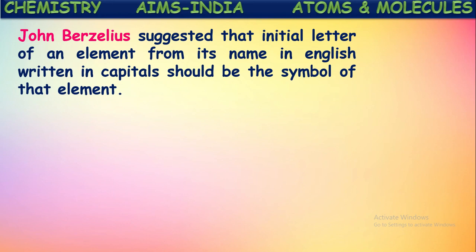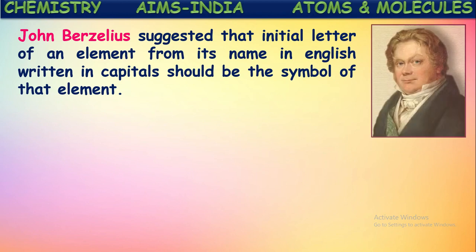In giving these symbols, different scientists suggested different methodologies. Out of them, the most familiar and convenient, which is being followed even now, is the Berzelius method. John Berzelius suggested that the initial letter of an element's name in English, written in capital, should be the symbol of that element. This is the suggestion given by Berzelius. Of course, before him, many scientists suggested different ways of representing shortcut forms for element names.